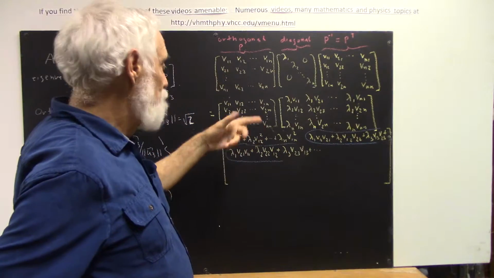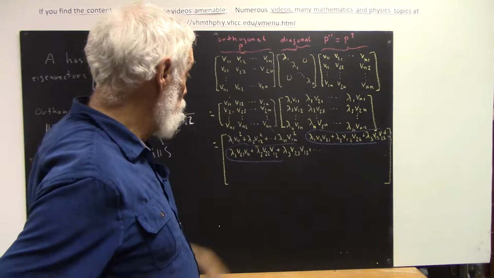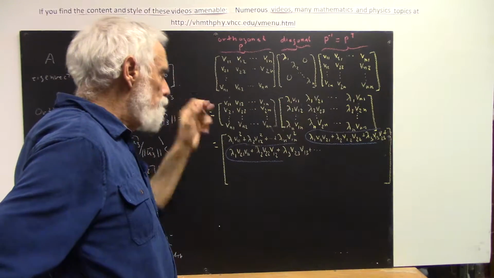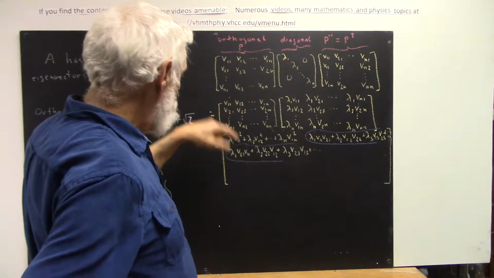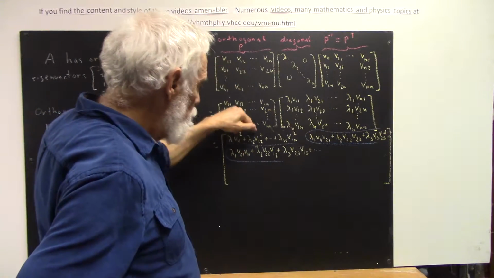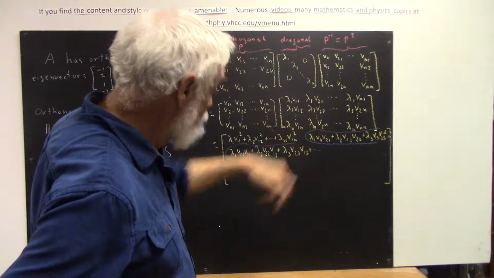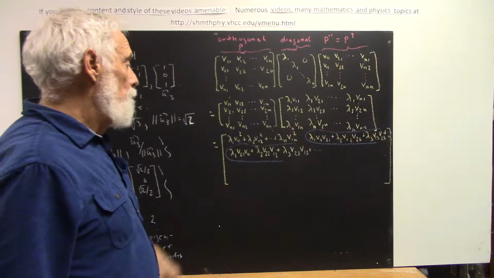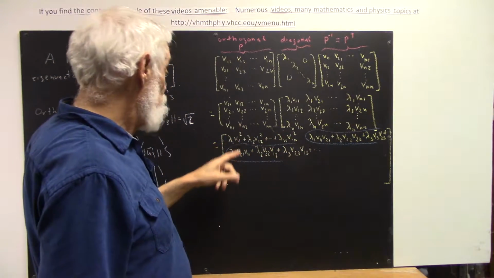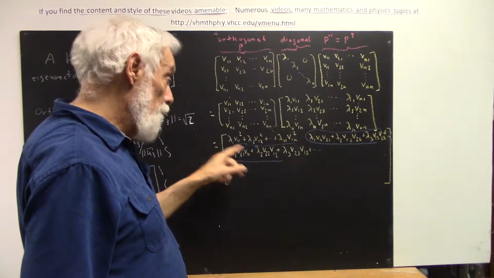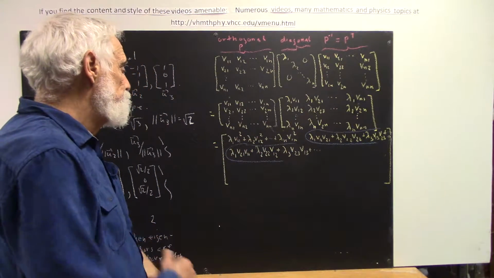The third number in this column is going to have a V13, and so forth. So what we're going to get is V11 squared and V12 squared and V13 squared on up to V1n squared, but with each of these multiplied by a different lambda. V11 squared is multiplied by lambda 1, V12 squared by lambda 2, and so forth.